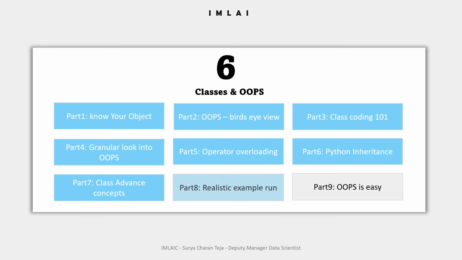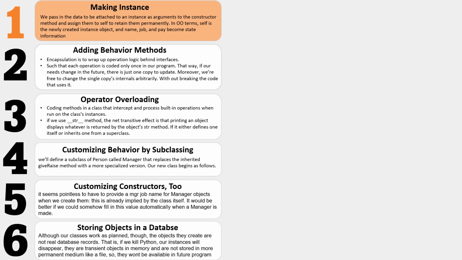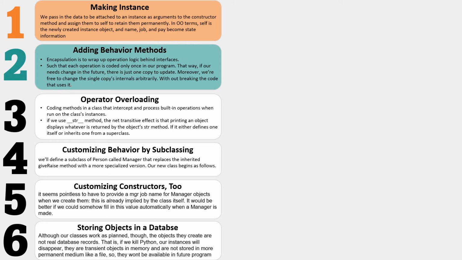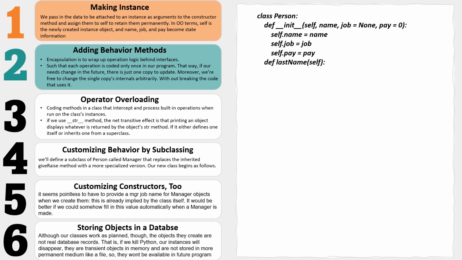And now step 2, adding behavior methods. Everything looks good so far at this point. Our class is essentially a record factory. It creates and fills fields of records. Here I would like to add two behaviors to our main class person.